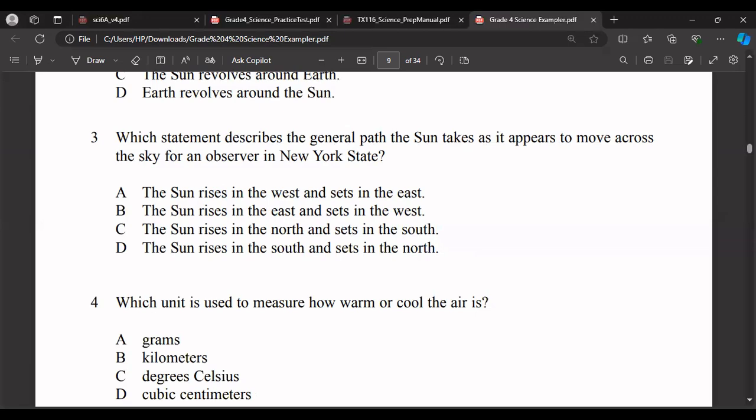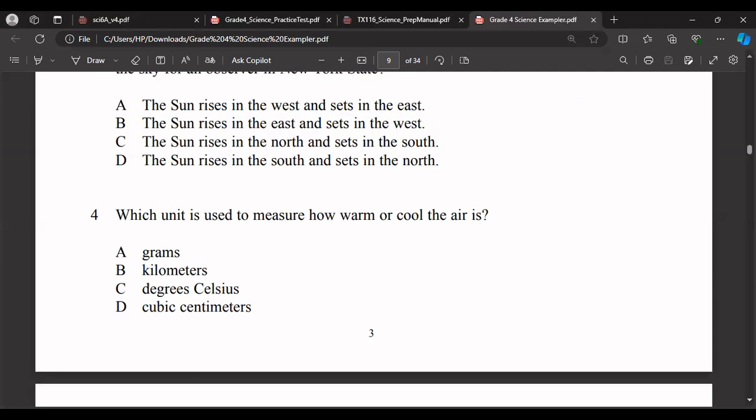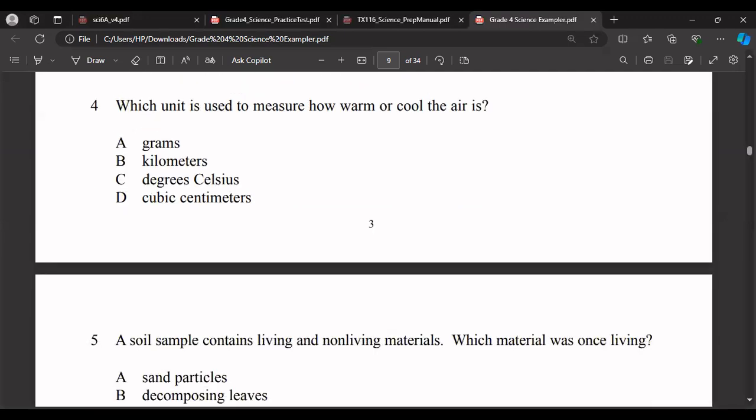Question number 3. It's B. Correct. The sun rises in the east and sets in the west. Anywhere in the world you will have the same observation. B is the answer. I've heard about it, so I know. Oh, great.